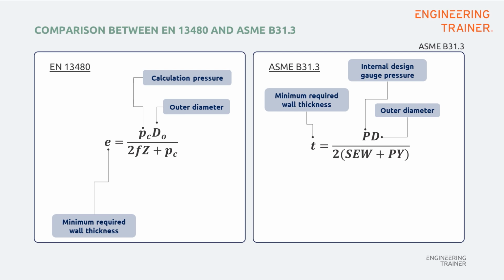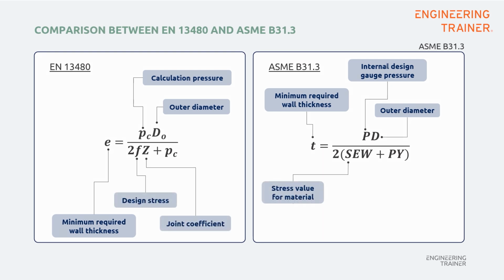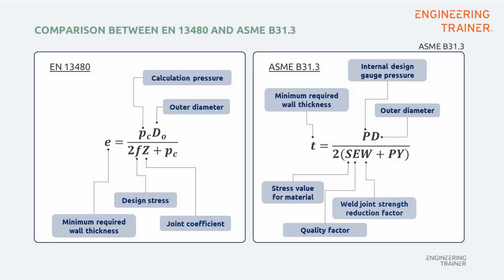In the denominator, we can again recognize the allowable stress, S in this case, along with two reduction factors. The factors E and W. E is the quality factor and W is the weld joint strength reduction factor. The pressure term in the denominator is also present for the B31.3 code. In B31.3, however, it is multiplied with 2 times Y, which is an additional coefficient. Let's discuss the two reduction factors and the additional coefficient and look at them in more detail.